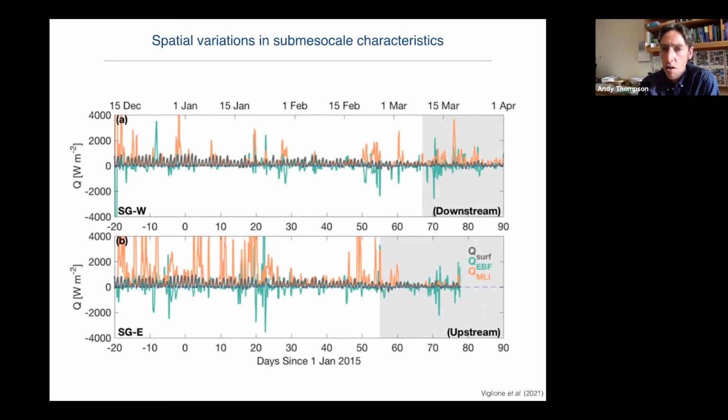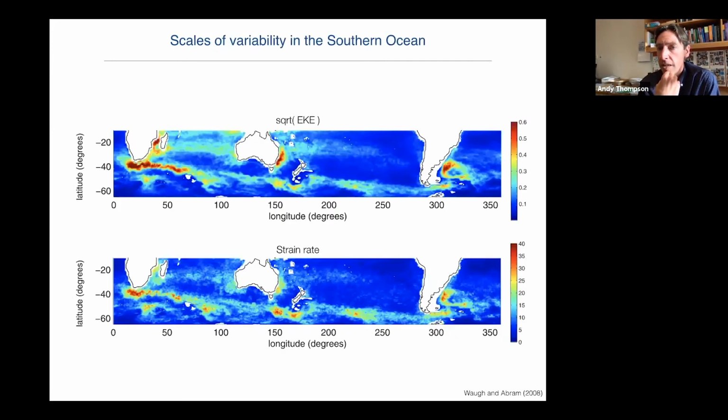So if I focus in on where you might go to look for submesoscales in the Southern Ocean, we know that the distribution of eddy kinetic energy, and in particular mesoscale strain, is very patchy. This is a paper published over a decade ago by Darren Waugh and colleague, looking at these values from altimetry in the Southern Ocean. The regions that light up are what we call the standing meanders of the Antarctic Circumpolar Current. They're places where the ACC is interacting strongly with bathymetry, giving rise to elevated eddy kinetic energy and strain downstream of that feature.